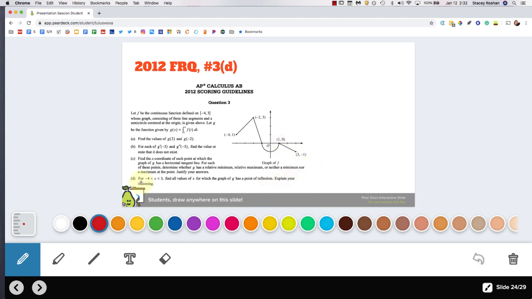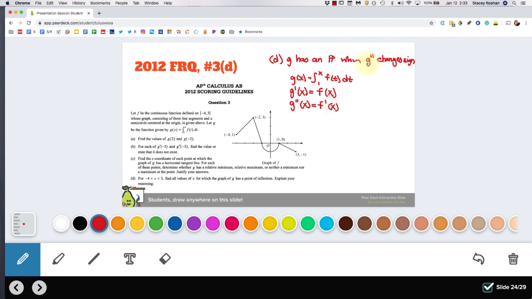Final part of this problem says for -3 is less than x, which is less than 3. So on this whole interval that we see here, find all values of x for which the graph of g has an inflection point and explain your reasoning. G has an inflection point when g double prime changes sign. Now, what is g double prime? Break it down again. G was the integral. G prime was simply f of x. G double prime is f prime of x. So this is the same thing as when f prime changes sign.